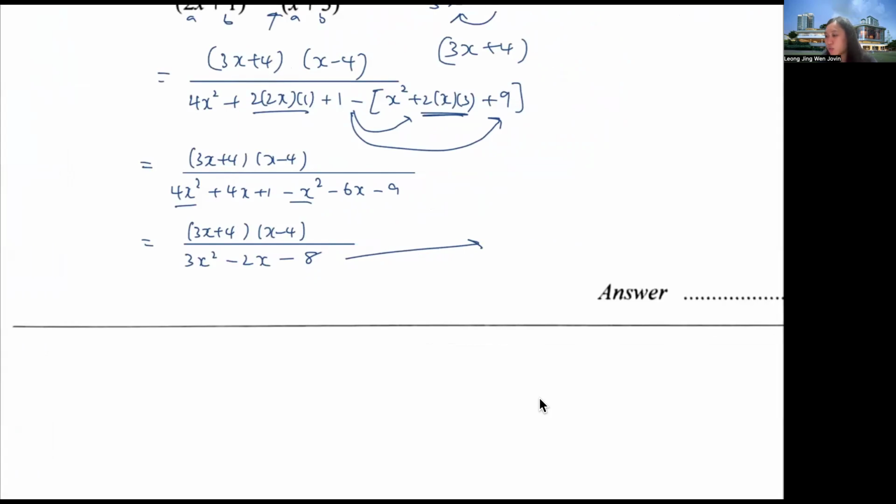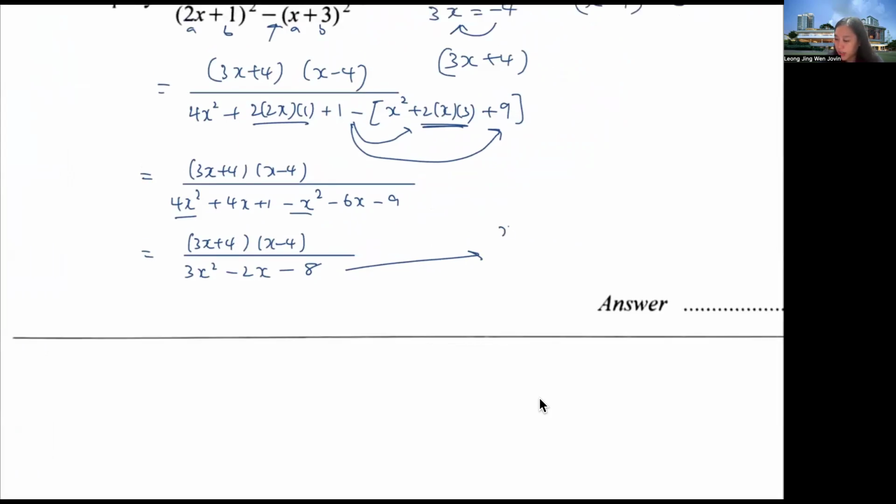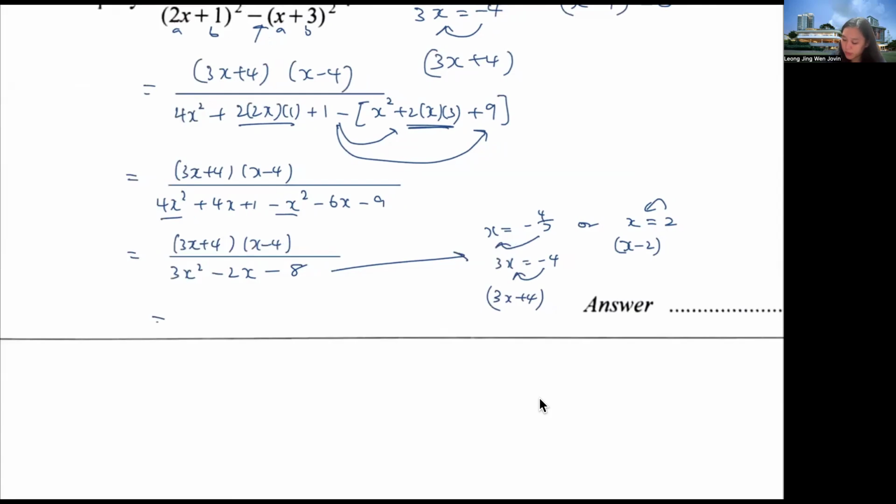Same thing, key this into your calculator. You will be able to get two numbers. What do you get? You get x equals to -4/3, or you get x equals to 2. Same thing, if x equals to 2, work backwards. If I bring this in, this will be x minus 2 as one of my factors. Same thing, I bring this over, it will say 3x equals to -4. Convert this -4 over, you get 3x plus 4. There you go.